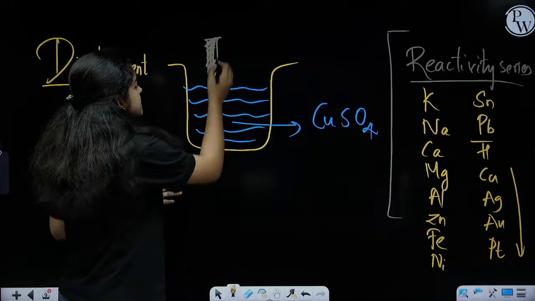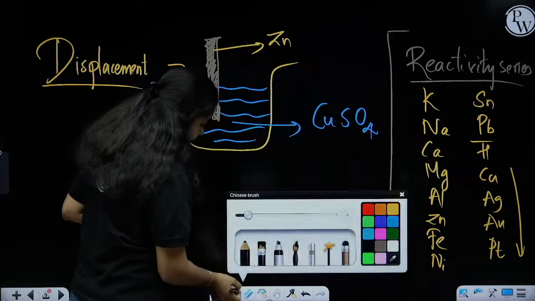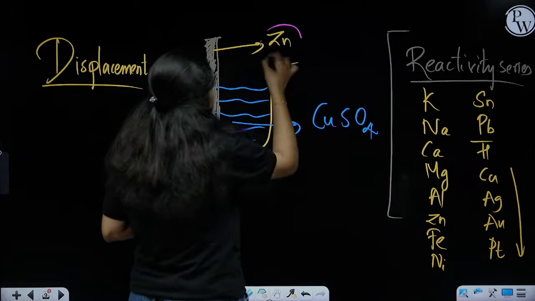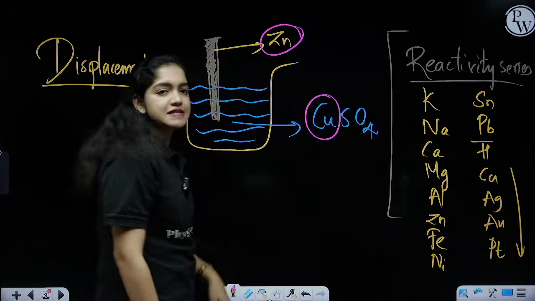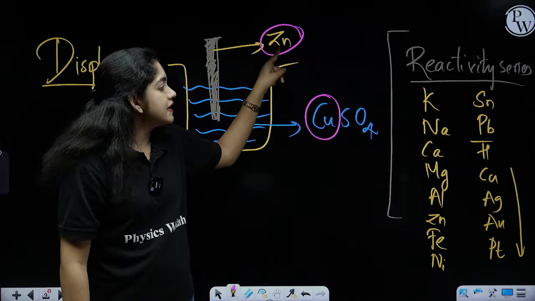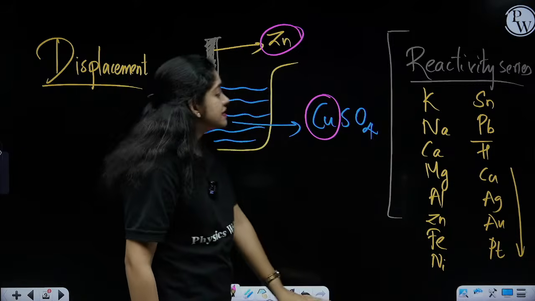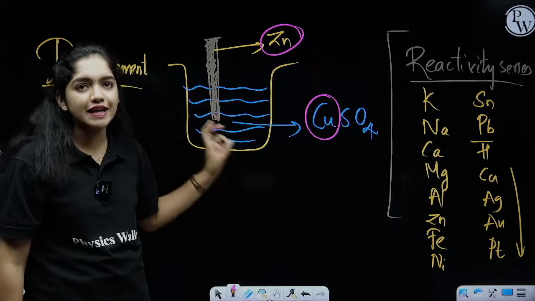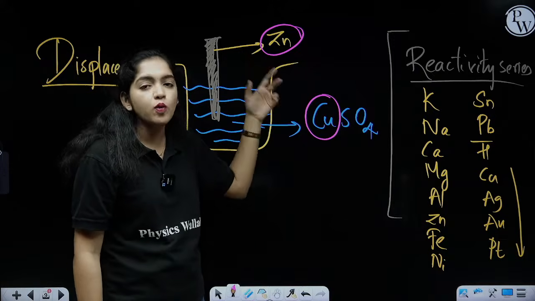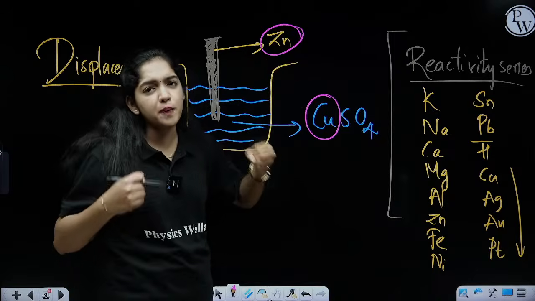For example, this is zinc. Just compare the two metals that we took here. Which are the two metals? One is zinc and the other is copper, right? When we compare the reactivity of both, where is zinc here? Zinc is coming first, then copper is coming last, right? So zinc is showing more reactivity compared to copper. Got it? Zinc has more power, more strength.